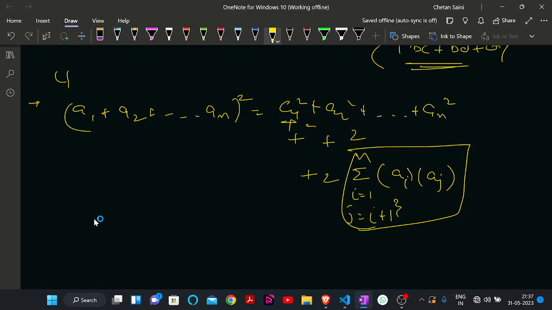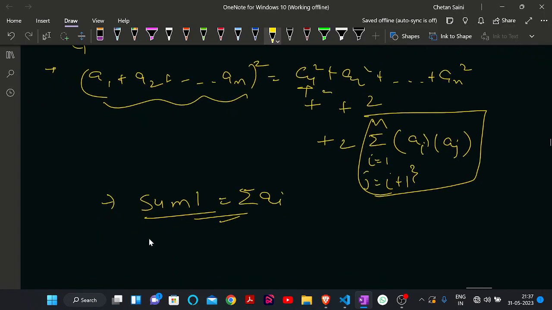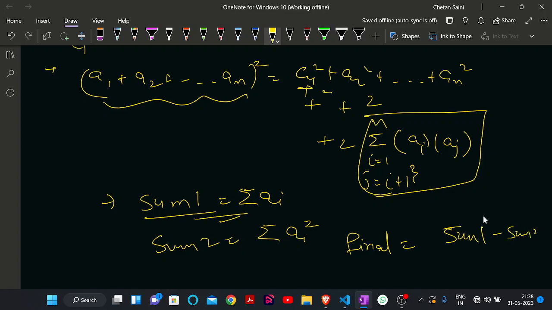For that, what we can do is first of all calculate the sum of elements. That will be this one, and this is our sum 1. Our sum 2 will be the sum of all squares of elements. That will be this one, and then our final answer will be equal to (sum 1 square minus sum 2) upon 2. This is our final answer.